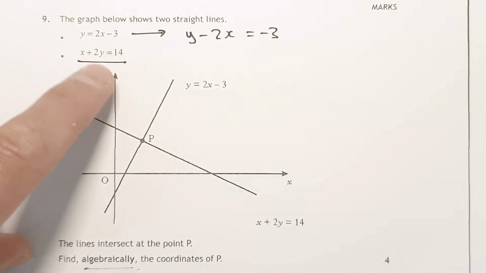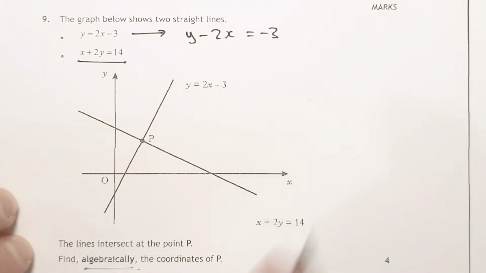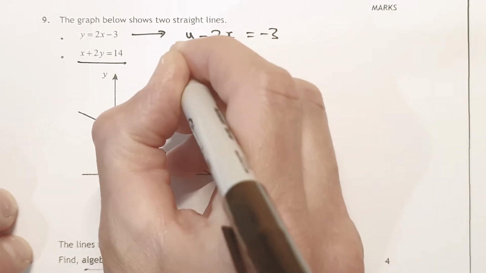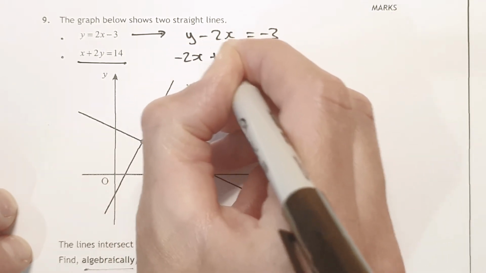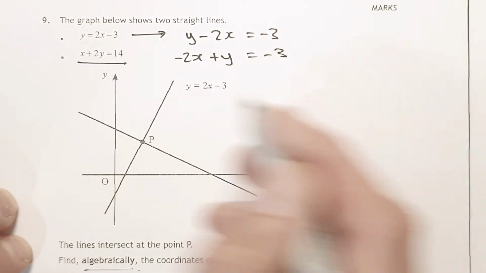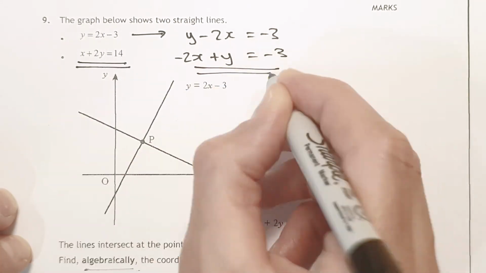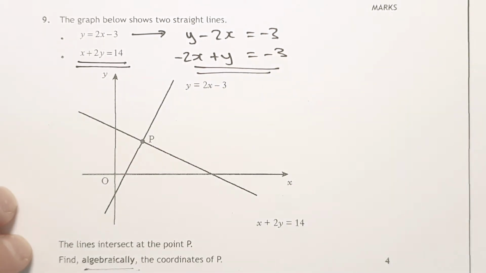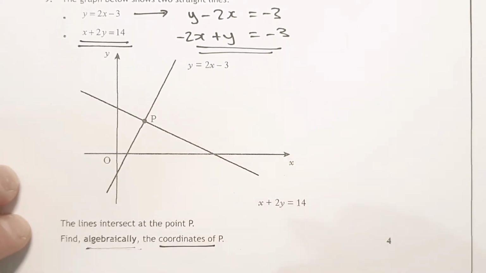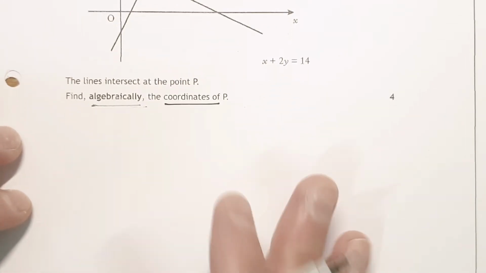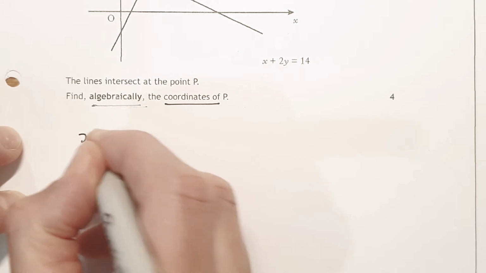Now this one goes x and then y, whereas that's the other way around. So I'm just going to swap it around, but watch, it's negative 2x you need to have first, plus y equals negative 3. So we've got this equation and we've got this equation here. So we're going to do that simultaneously, find out the value for x and y, and we've got to write it down as a coordinate because it specifically says you've got to find a coordinate here. So writing that down, we can solve that algebraically.